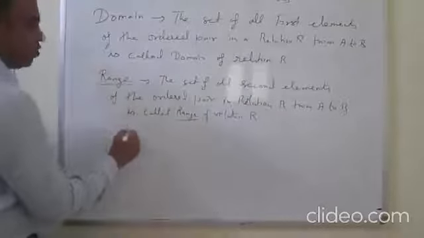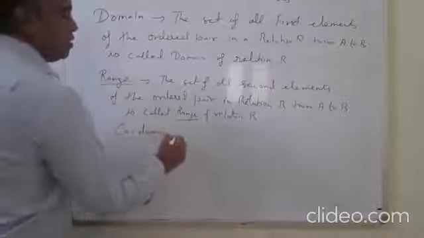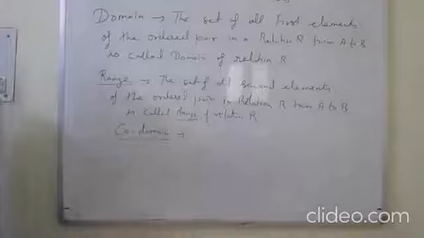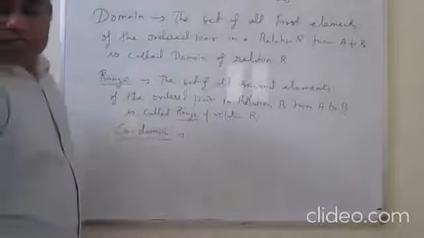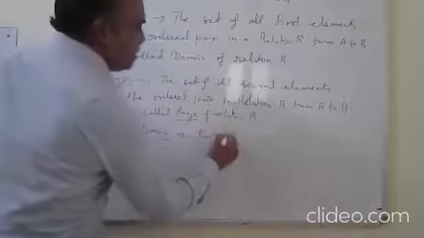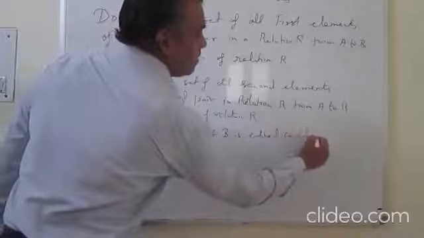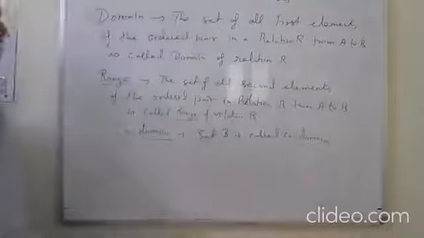Now, what is codomain? The set B is called the codomain.